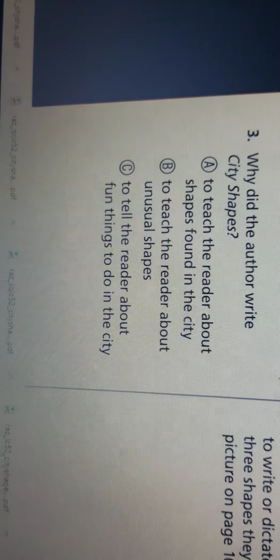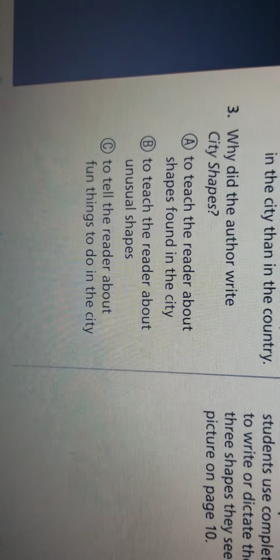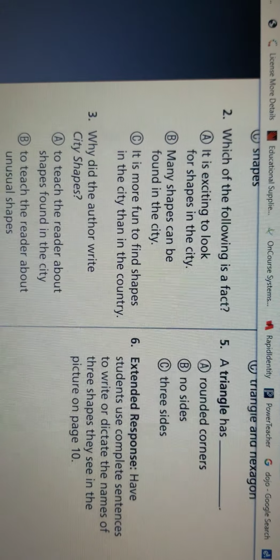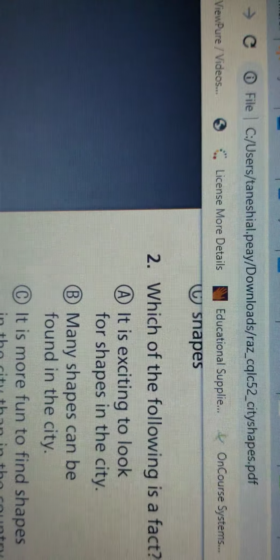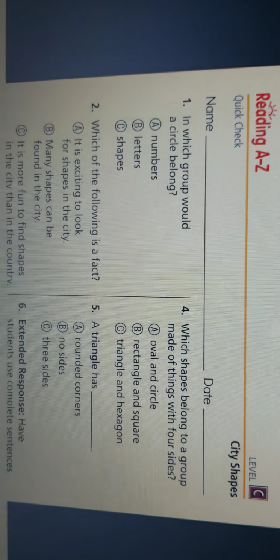And again, why did this author write the story? To teach you about your shapes in the city? To teach you about unusual shapes? To tell you about fun things to do in your city? These are all questions I want you to think about as you listen to the story or you go in yourself, because it's on your Reading A to Z. You've been assigned this book, and answer these questions.